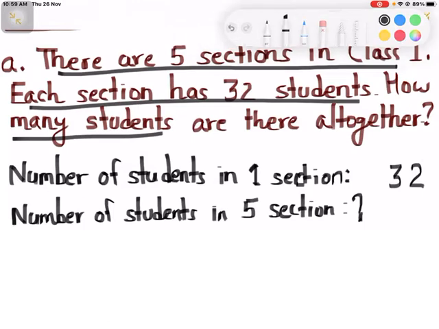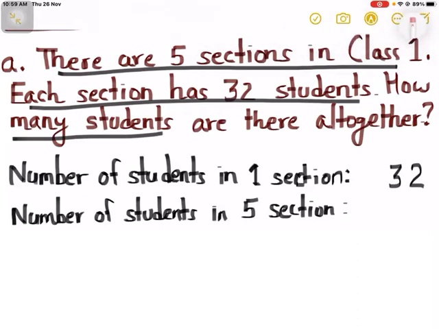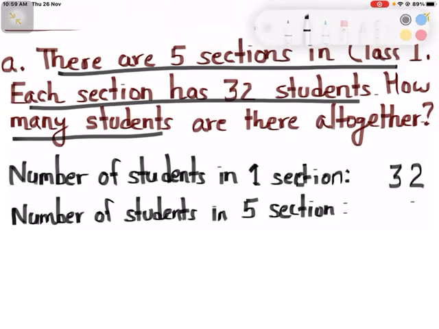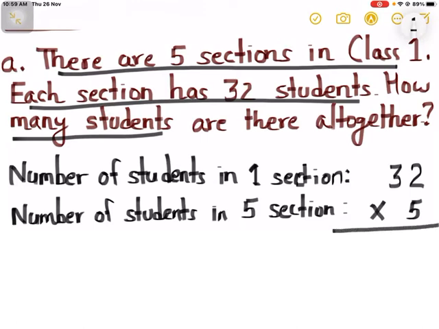Okay, so let us write number of students in 5 sections. Means if we multiply 32 by 5, then we will get the answer. Let us multiply. You know to multiply the numbers very well, isn't it? If you multiply, then what will you get? 5 2s are 10, 1 carry over, 5 3s are 15, plus 1 is 16. Okay, 160. The product is 160.